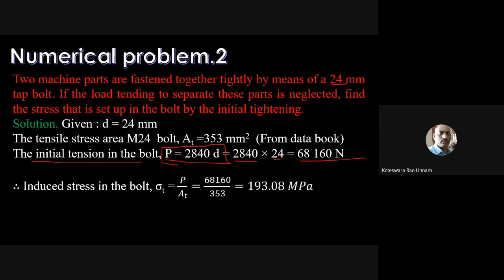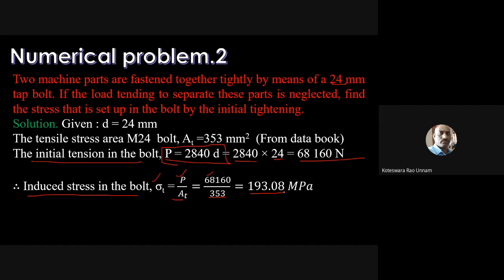Once you have the load, the induced stress in the bolt, sigma T, is given by P by AT, which is nothing but 68160 divided by 353, and that comes out as 193.08 MPa. That's it. You need to have only three parameters here, and only one formula to compute the tensile stress: sigma T is equal to P by AT.